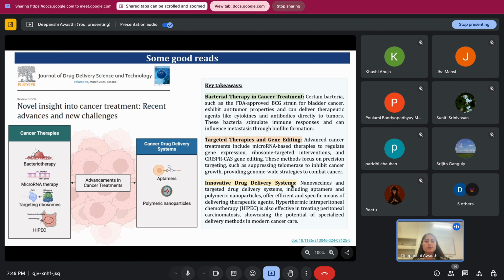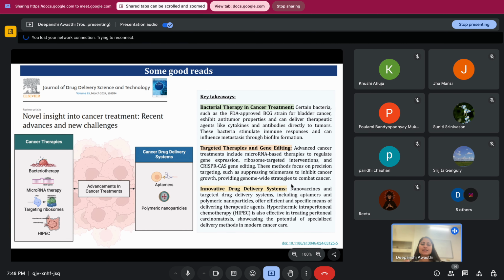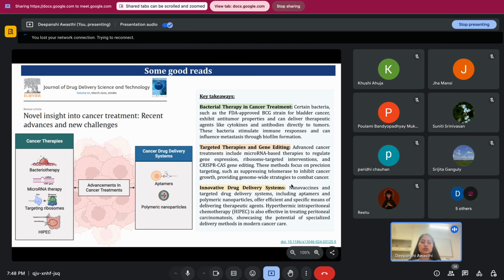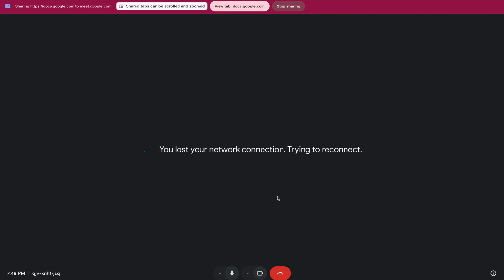Then innovative drug delivery systems. Other than the targeting, the drug delivery system has also advanced. So nano vaccines and targeted drug delivery systems have come.